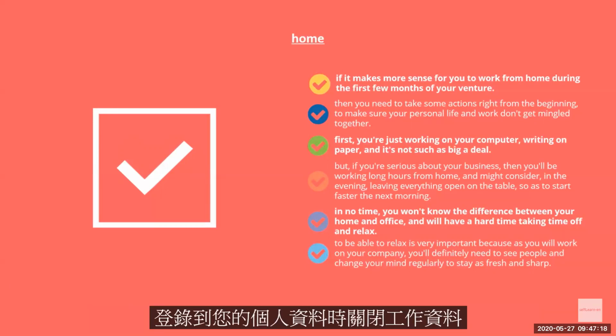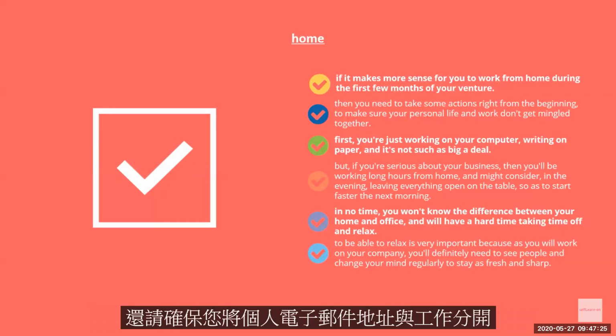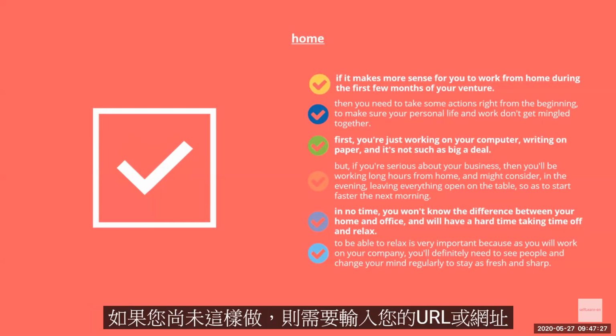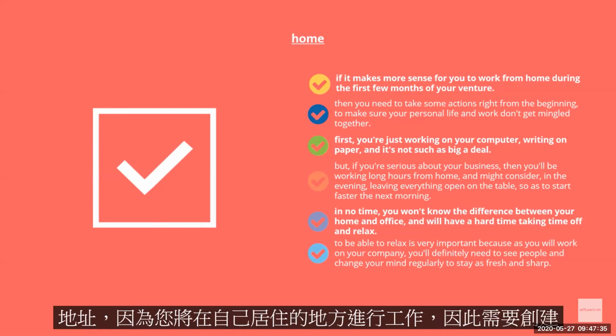When you log into your personal profile, there should be no work applications, work files, or work favorites in your browser. Also, make sure you separate your personal email address from your work one. If you have not done so already, you need to buy your URL or web address at yourcompany.com and put all your work-related conversations on that address.